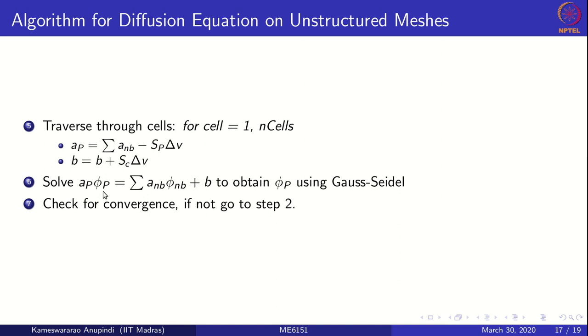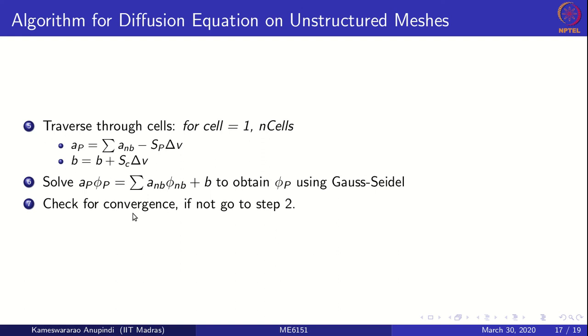So we are now ready to solve this equation for phi P for every cell for this particular iteration, right? Essentially, we can use Gauss-Seidel or Gauss-Seidel successive over relaxation or under relaxation, and then calculate what is phi P for the entire cells, right?